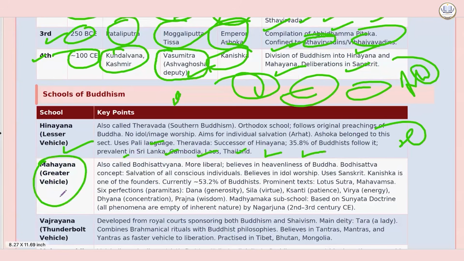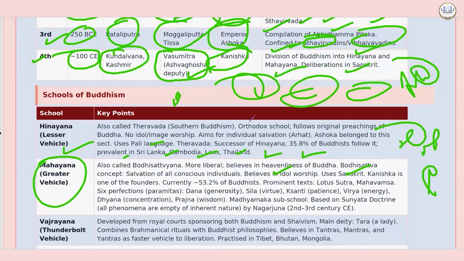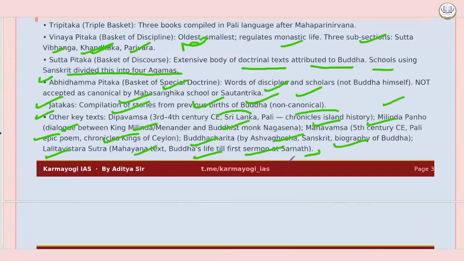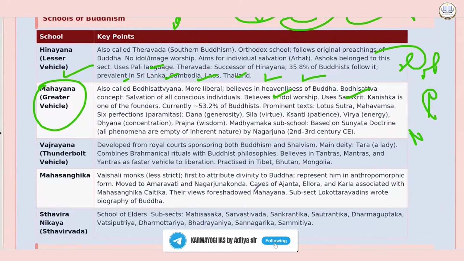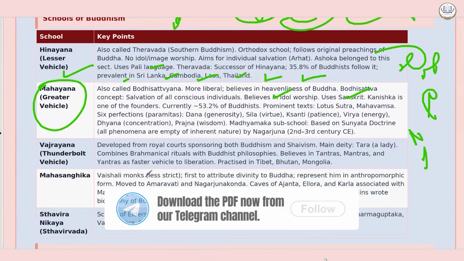Mahayana, the greater vehicle, also called Bodhisattvayana. Bodhisattvas can attain liberation if they are working for other people. More liberal, believes in the divinity of Buddha. Believes in idol worship, uses Sanskrit. Kanishka, this was formulated in the fourth council, no? So it is written that he was the founder, but not purposely the founder, rather one of the first patronizing kings of it.